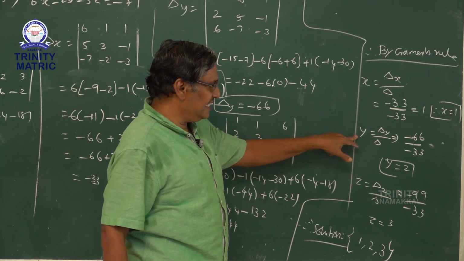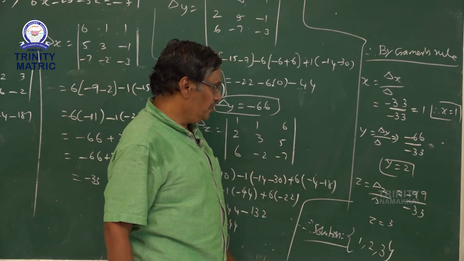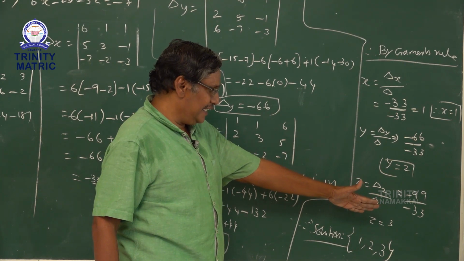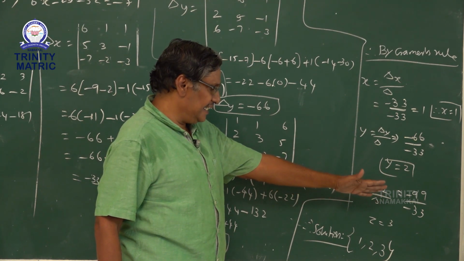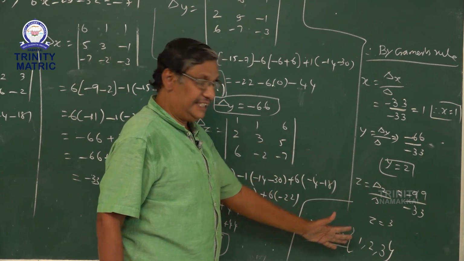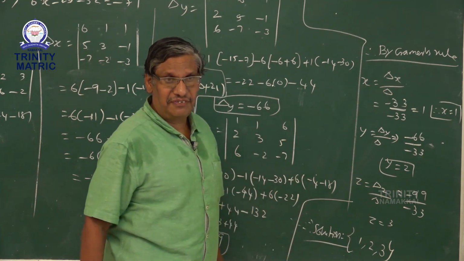Likewise y. What is that? Minus 66 by minus 33. Y is equal to 2. Z is del z by del. Minus 99 by minus 33. Both negative will be cancelled. 99 by 33, 3. That is the solution set 1, 2, 3. That's all. You can put this value in the equation and verify yourself.